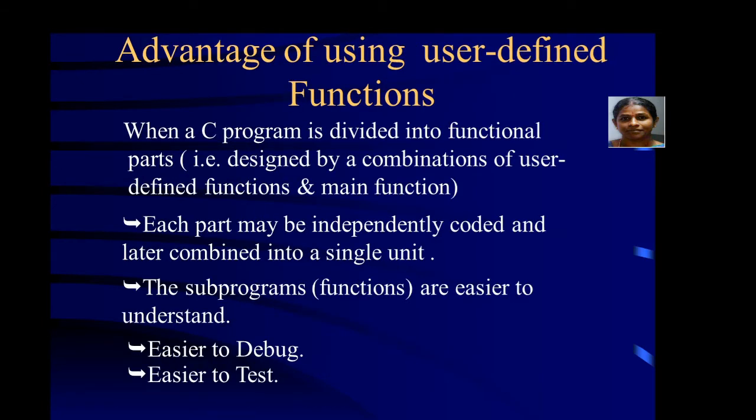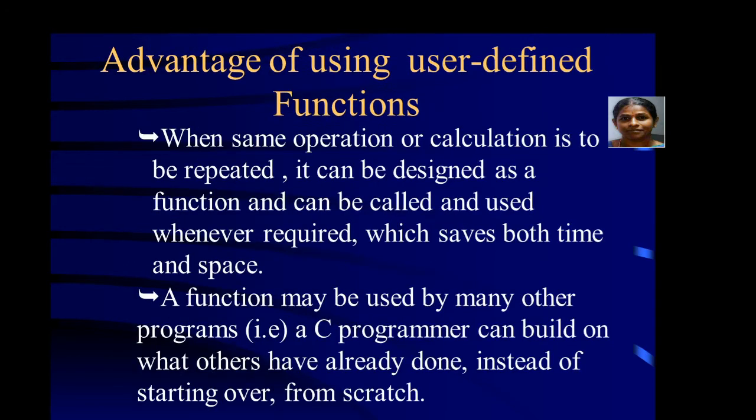The advantage of using functions is that once a C program is divided into functional parts, each part may be independently coded by different programmers and later combined into a single unit. The subprograms are easier to understand, as well as to debug, test and maintain. And once somebody has designed a function, anybody who needs the same functionality can use it, which will save both space and time. This is called function reusability.